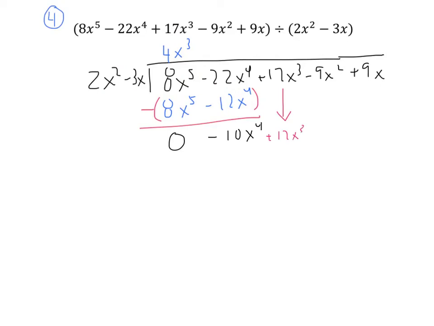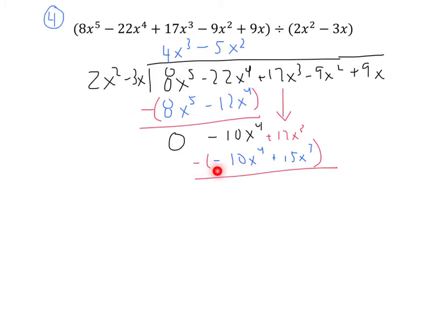All right, so then we need to think about 2x squared minus 3x going into negative 10x to the 4th plus 17x cubed. Right? Let's just think about this first part. 2x squared going into negative 10x to the 4th. Right? That would go in negative 5x squared times. So now let's multiply. Negative 5x squared times 2x squared minus 3x. That gets you negative 10x to the 4th plus 15x cubed. Okay, let's go ahead and subtract this.